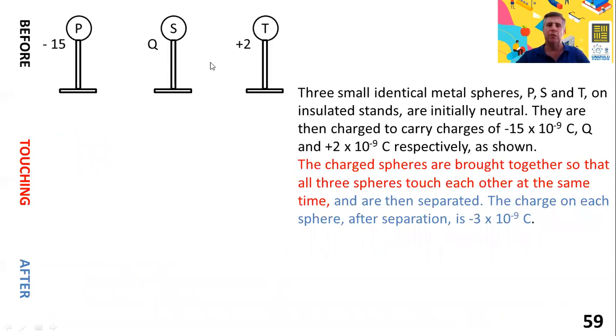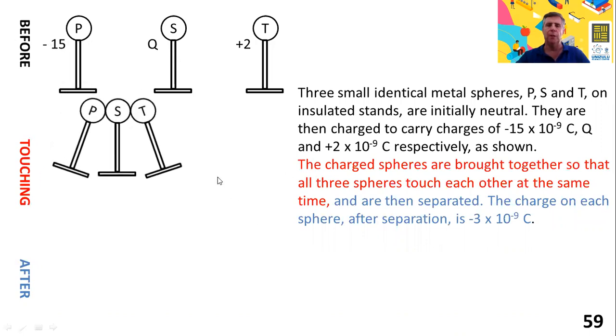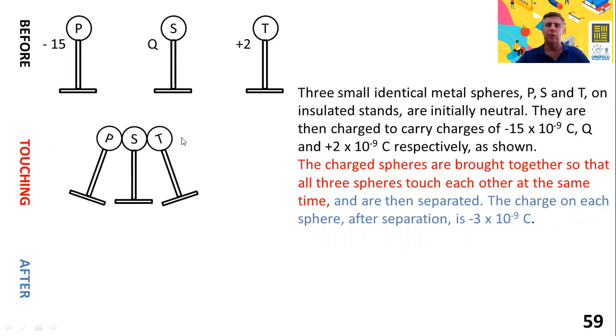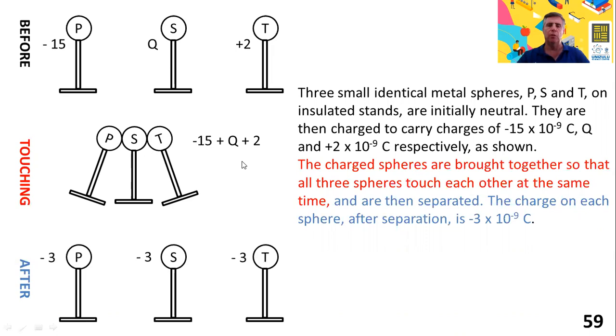So before they touch, these are the charges. I know they're in nanocoulombs, but just to make things easier, I've just put minus 15, Q and plus 2, but we understand those are in nanocoulombs. The red part of the question, they all touch together so that the charge will be shared. So while they're touching, the combined charge will be minus 15 plus Q plus 2. Then they're separated, and we're told after separation, the charge on each sphere is minus 3 nanocoulombs.